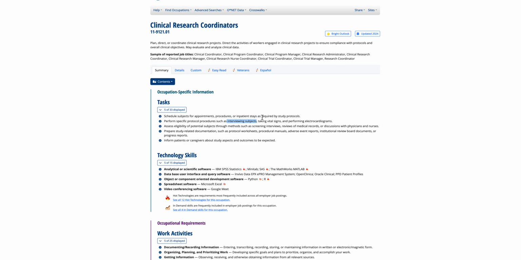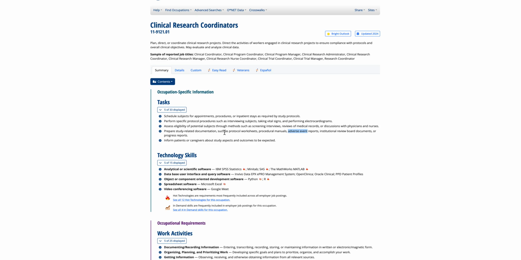Your job is to look into the overall management of a study, of a trial, looking into the documentation, looking into the communications, dealing with patients, dealing with studies, making sure that the study is up and running based on the protocol and based on the table that I showed you about the tasks and all of the visit dates, and which task or which test is going to take place at which exact visit for each patient. And then we can look into, for example, informing patients or caregivers about the study aspects. This is again the informed consent, or preparing study-related documentation such as protocol worksheets, procedural manuals, adverse events reports, institutional review board documents, or progress reports.